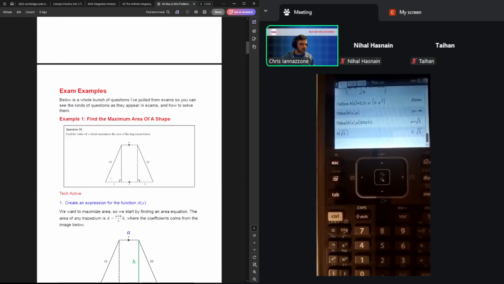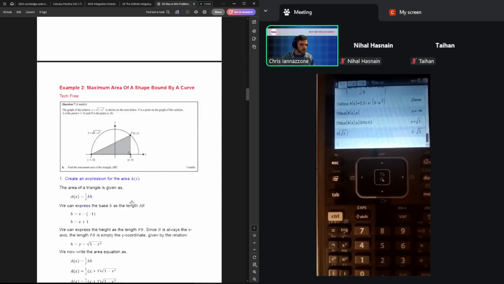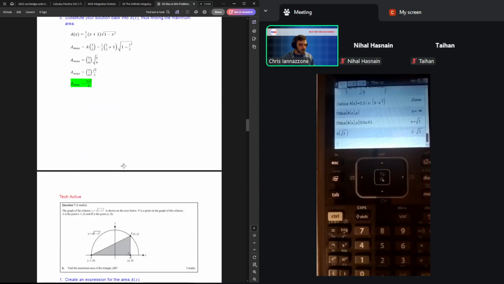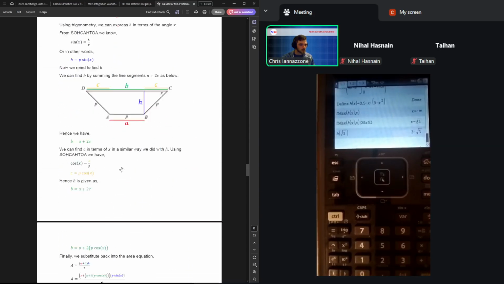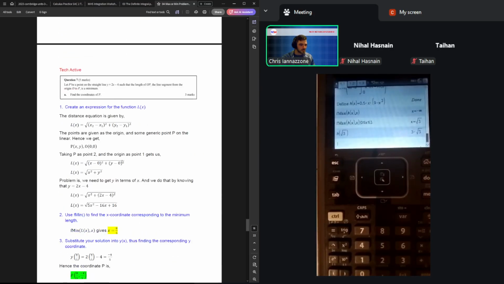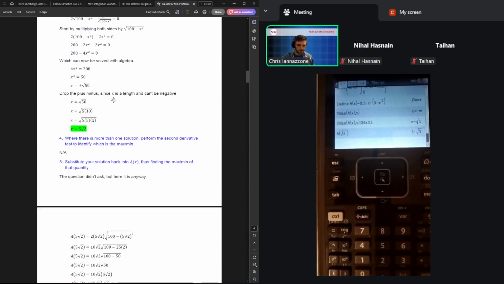You can see here's an area trying to find value of x. Here's a triangle again inside a semicircle. Same sort of idea. It's bound by a shape. Do we have another one? Yeah, another trapezium. Minimum length. So this is where you can practice those similar kinds of questions.